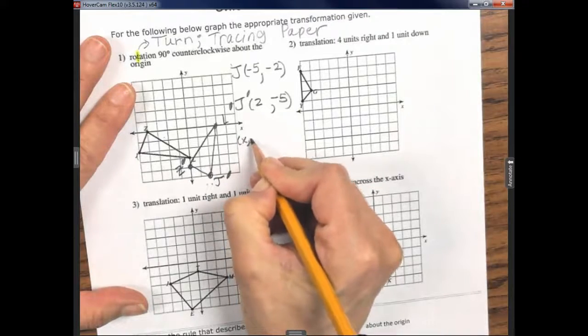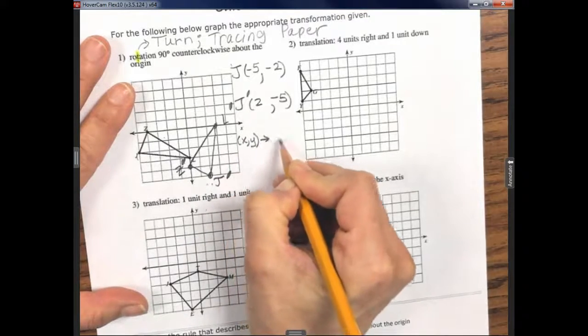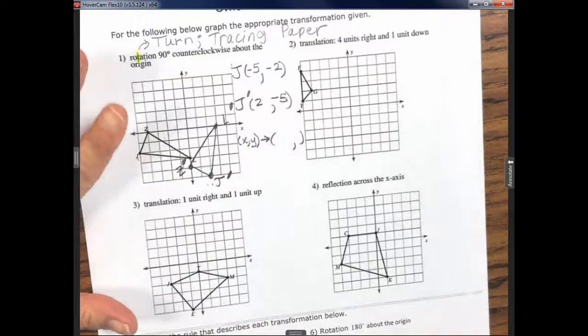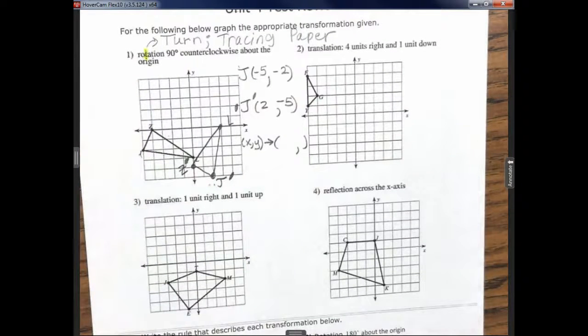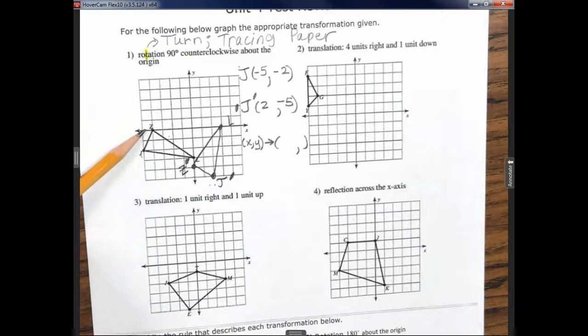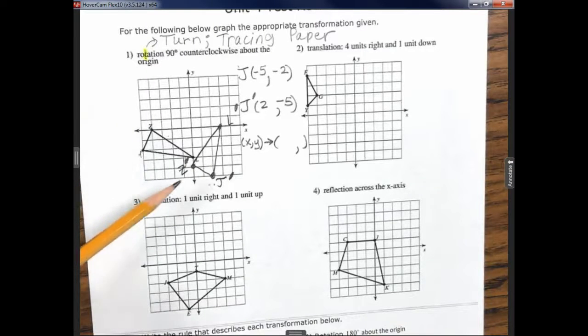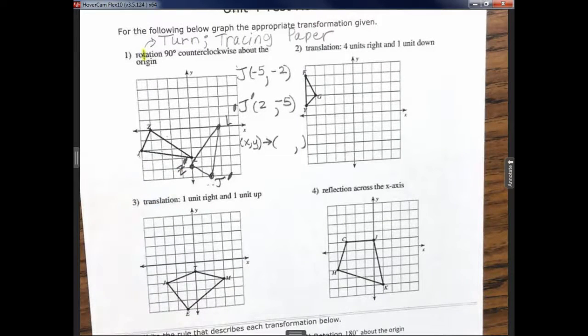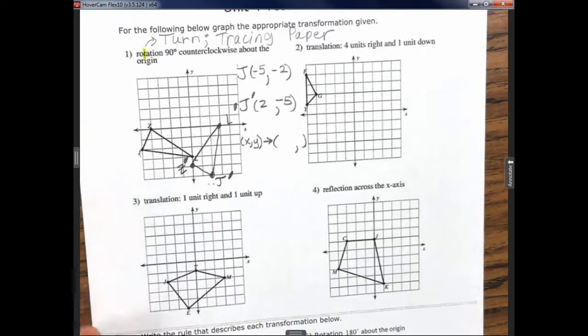All right, so the reason why I asked you guys to do that is because we're going to write the rule. So draw XY with this setup. When you go to write the rule for a rotation, you got to make sure neither one of them are sitting on an X or Y axis. That's why I did not choose Z, and that is why I did not choose L. They can't work. It has to be an ordered pair that's not on an axis.